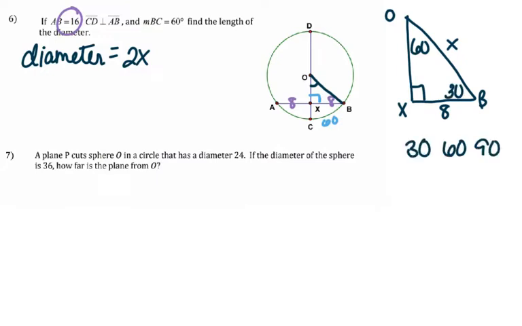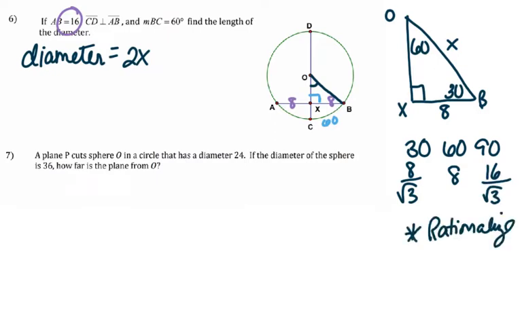30, 60, 90. The side across from 60 is 8. That would mean that the side across from 30 is 8 divided by radical 3. And remember, you do have to rationalize, but I'll do that later. The side across from 90, which is what we're looking for, is double that measure. The ratio of the side across from 30 and the side across from 90 is in the ratio of 1 to 2. So this is going to be 16 radical 3.